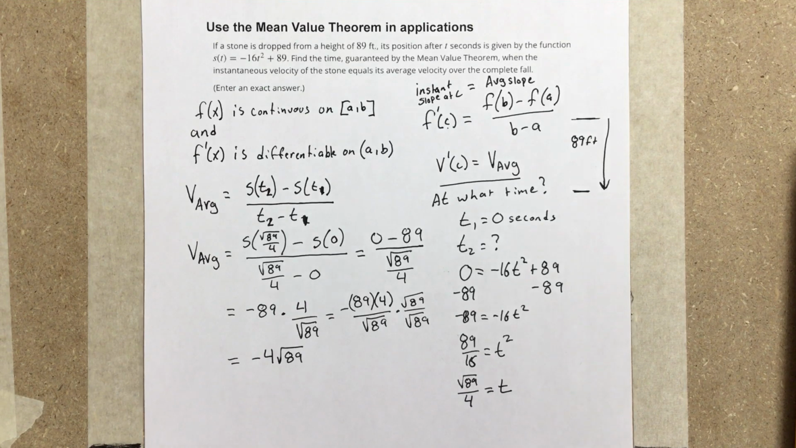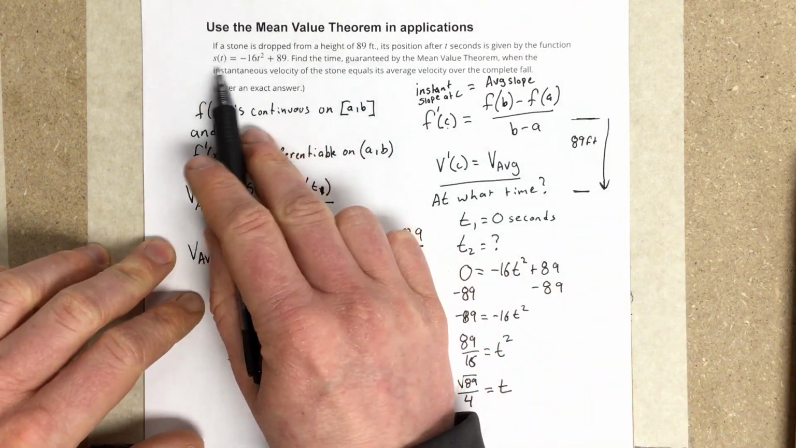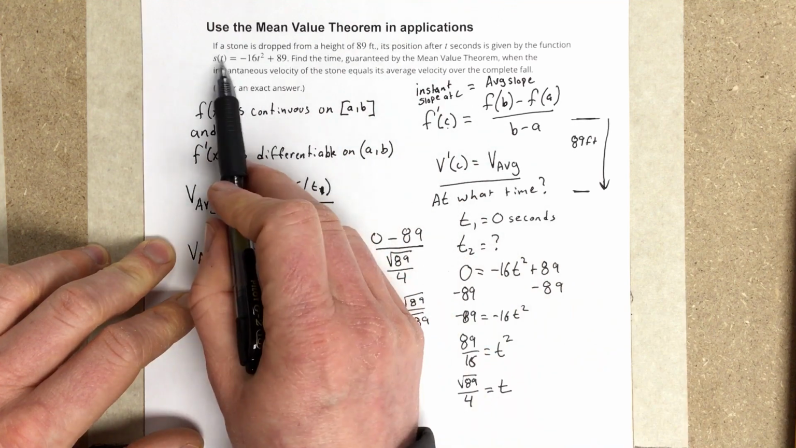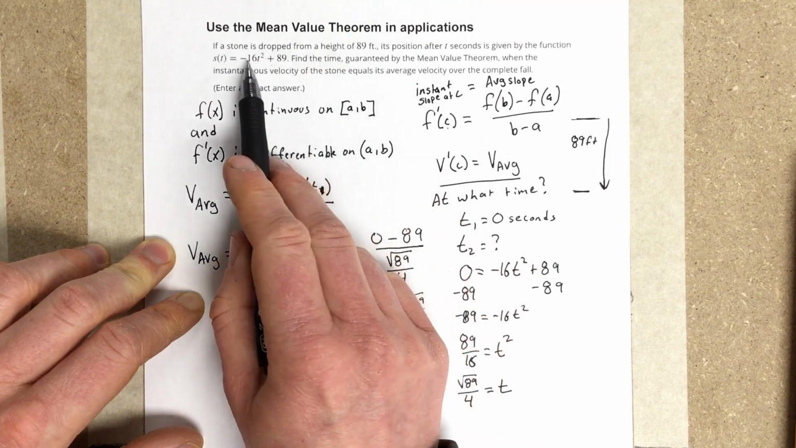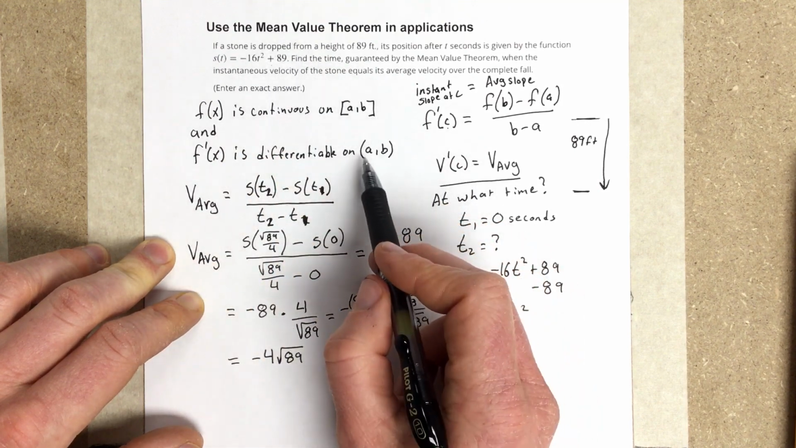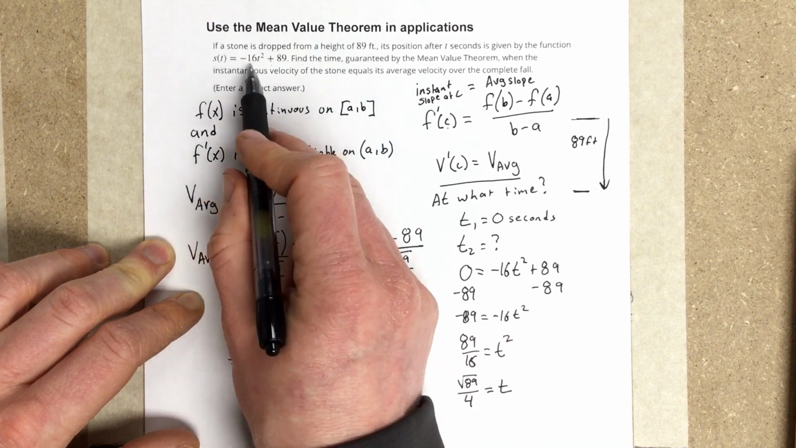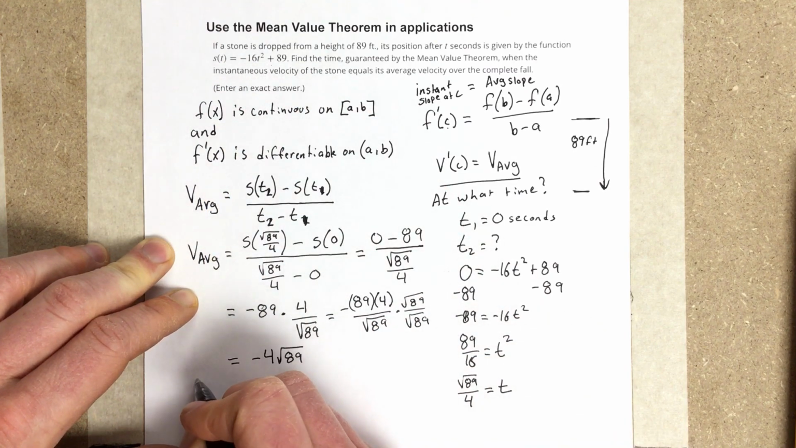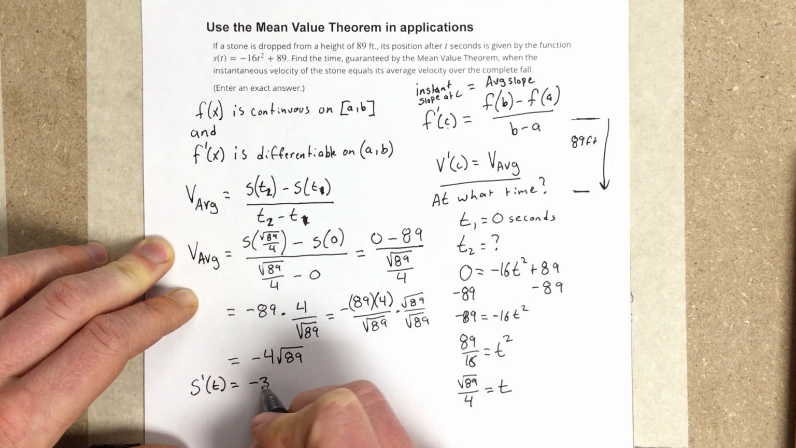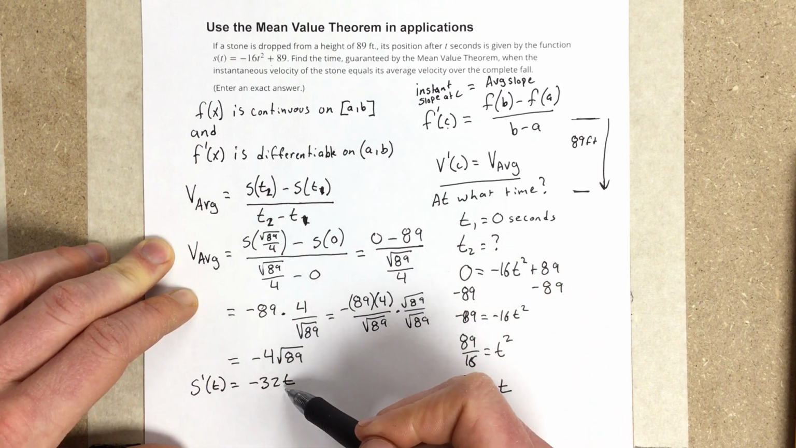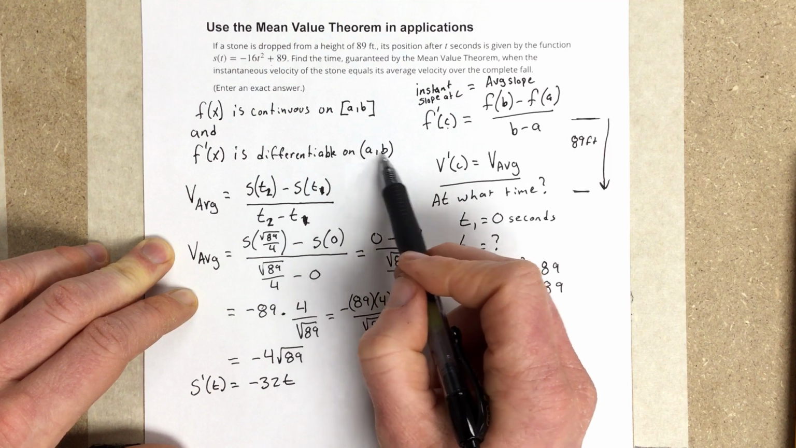Okay. Now what I want to do is figure out the derivative for S of t, because I got to make sure that the derivative... this is a polynomial, so I know it's continuous on AB, but I need to take the derivative of this to make sure that it's differentiable on AB. So if I take the derivative of S of t, I would get S prime of t is equal to negative 32t. This is linear, so I know that we're good. It's differentiable on A to B.